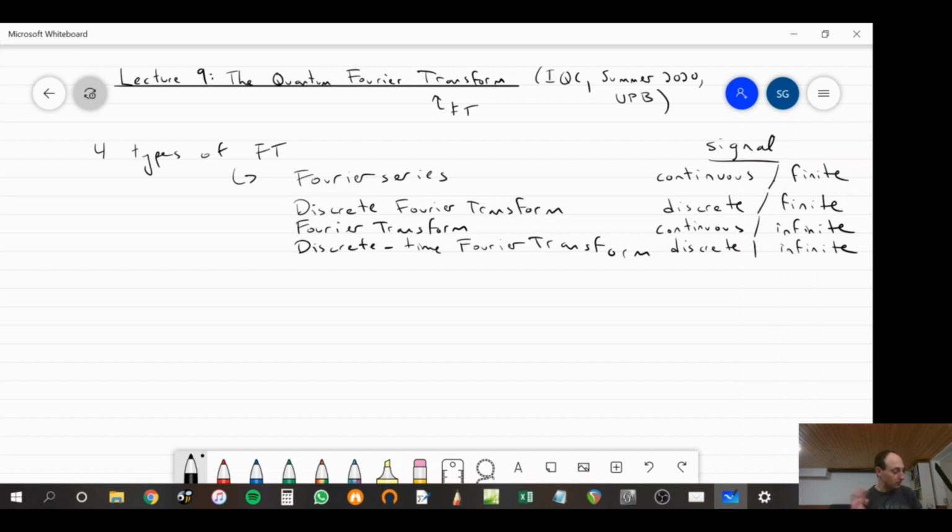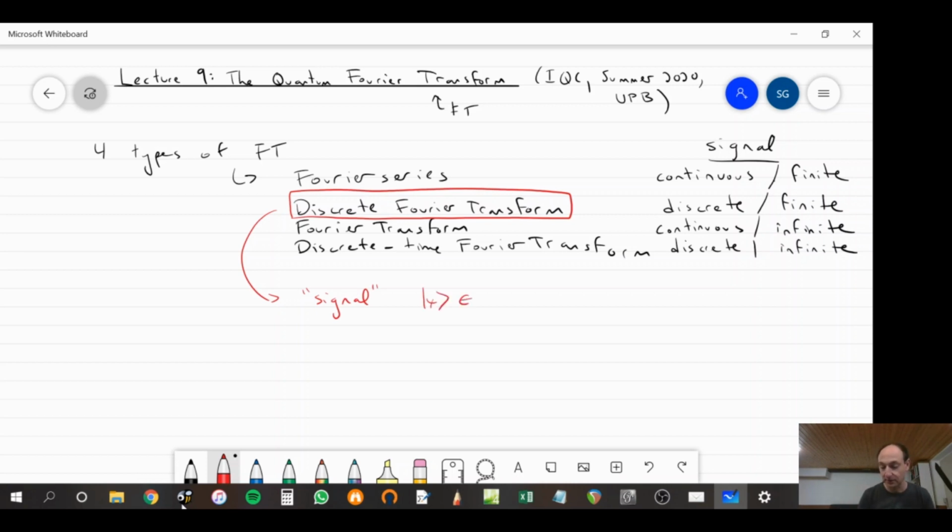Okay, so roughly speaking, these are 4 notions of Fourier transforms which you might see if you just Google it. And the one we care about in this course is the discrete Fourier transform. Here, the signal is discrete, so our signal, quote unquote, is going to be given just by some state, or sorry, I should say state vector. You can think of it that way.